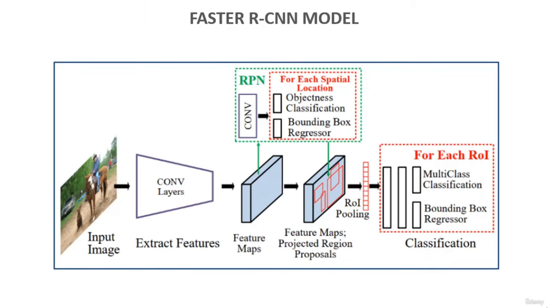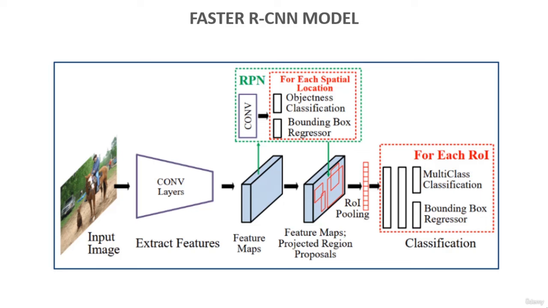Faster RCNN model is a combination of region proposal network, that is RPN, which is a region proposal algorithm, and Fast RCNN, which acts as a detector network. In the earlier models, like RCNN and Fast RCNN, there was slowness due to region proposals. So, instead of using the selective search algorithm on the feature map to identify the region proposals, the algorithm lets the network learn the region proposals.